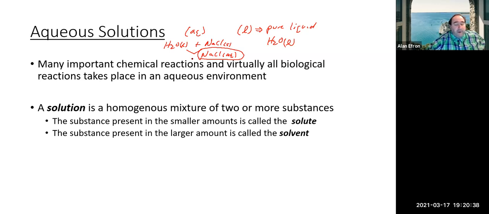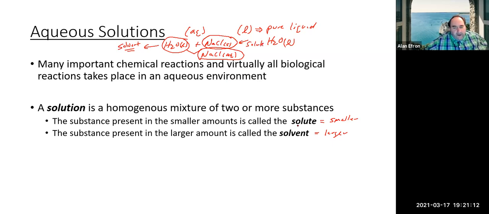There's actually two parts to a solution. The smaller part is known as the solute, while the larger part of the solution is known as the solvent. And in the example here of the sodium chloride solution, water would be the solvent. Water is a very common solvent for a lot of reasons, and the sodium chloride would be the solute in that case.